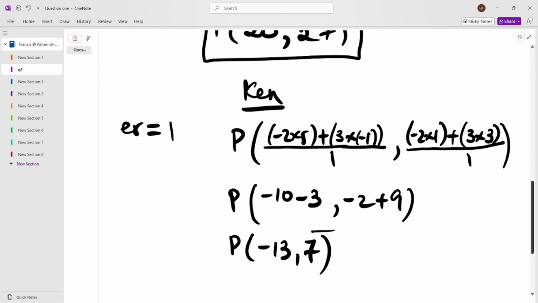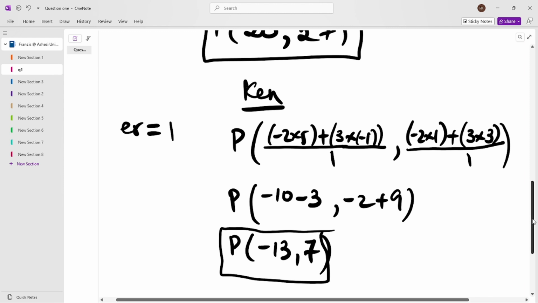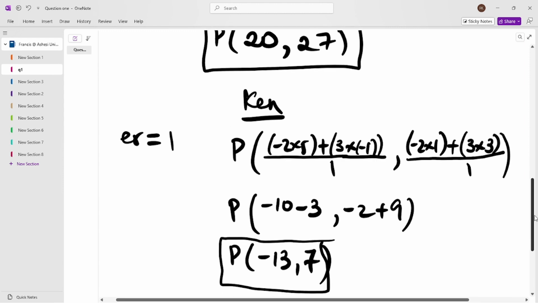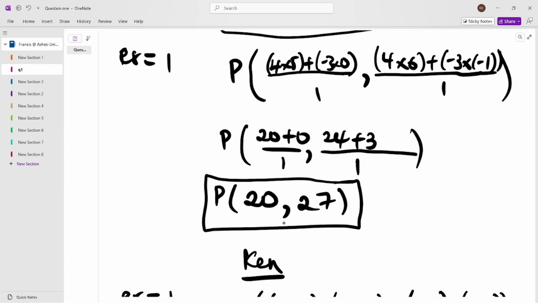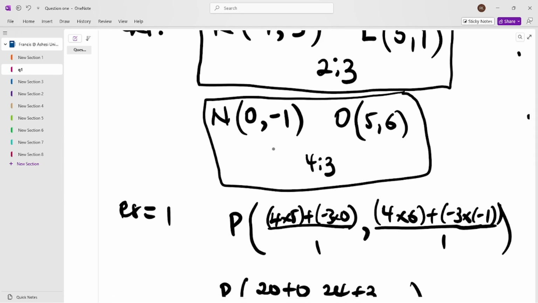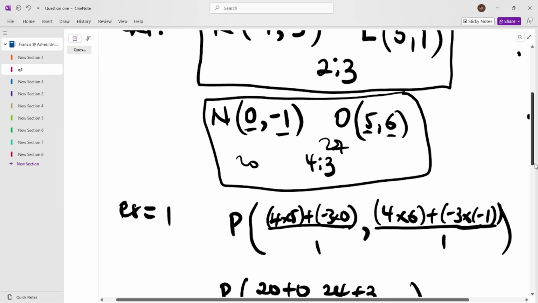Yeah, this is external division. You can see that the external division will fall outside the two points. For example, Noble has 20 and 27. We started from 0 and 5, then we are getting to 20. From negative 1 and 6, then we are getting to 27. That point usually falls outside of it. The same thing applies to what Kennedy had. Are we okay?